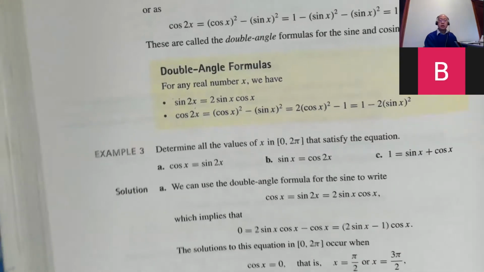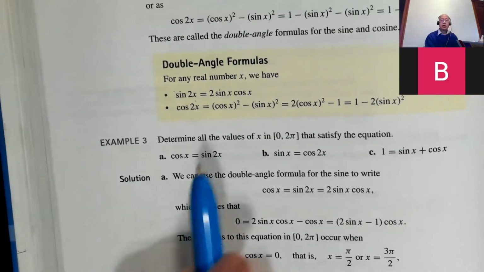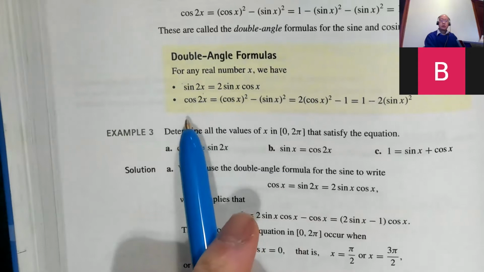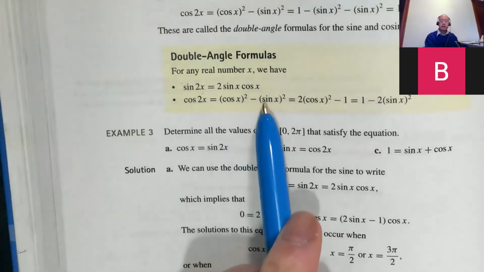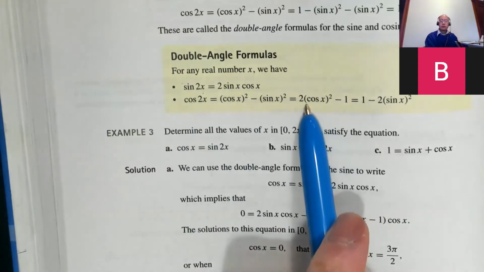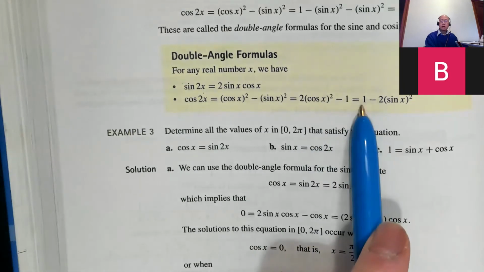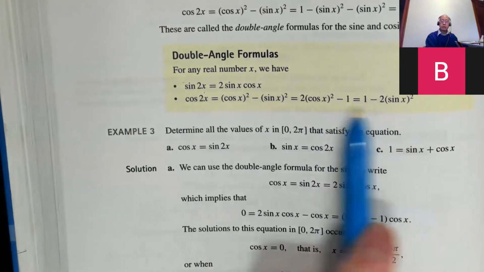Double angle formulas, sine of 2x, 2 sine x cosine x. Cosine of 2x is cosine squared minus sine squared. There's also 2 cosine squared x minus 1, and 1 minus 2 sine squared x. You're welcome to put all of these in your formula sheet.